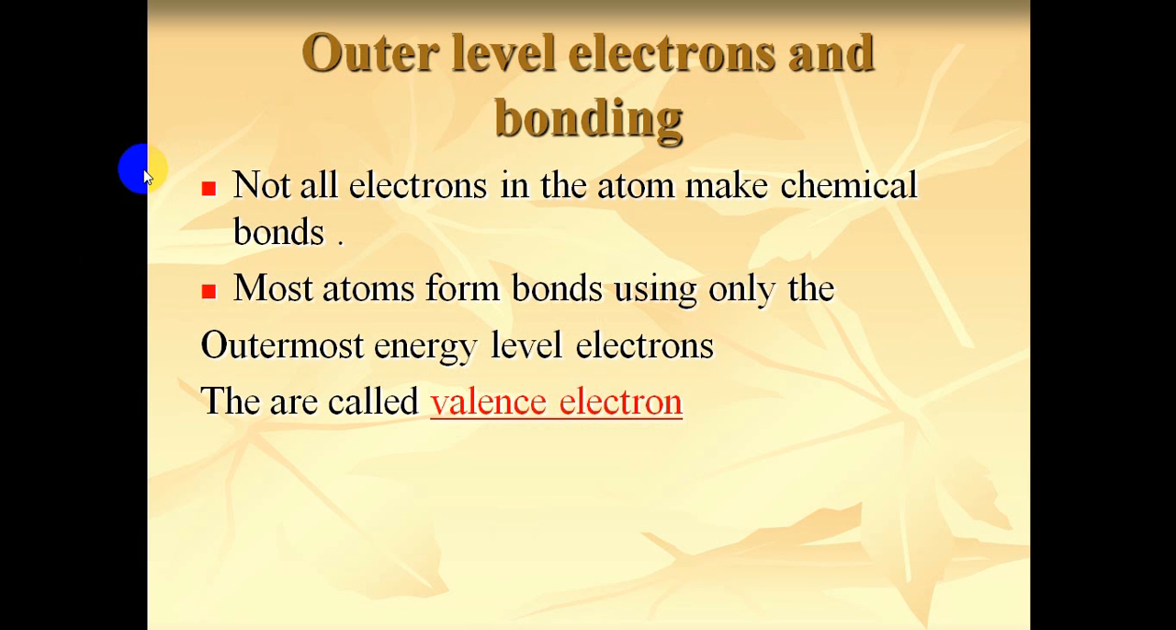Outer level electrons and bonding. Not all electrons in the atom make chemical bonds. When atoms combine together to form bonds between them, only the outer electrons share in the bonds, not the inner ones. The electrons in the first and second levels don't participate in the chemical bonds, only the electrons in the outer shell. So most atoms form bonds using only the outermost energy level electrons, and they are called valency electrons. They are the only ones that participate in the chemical bonds.